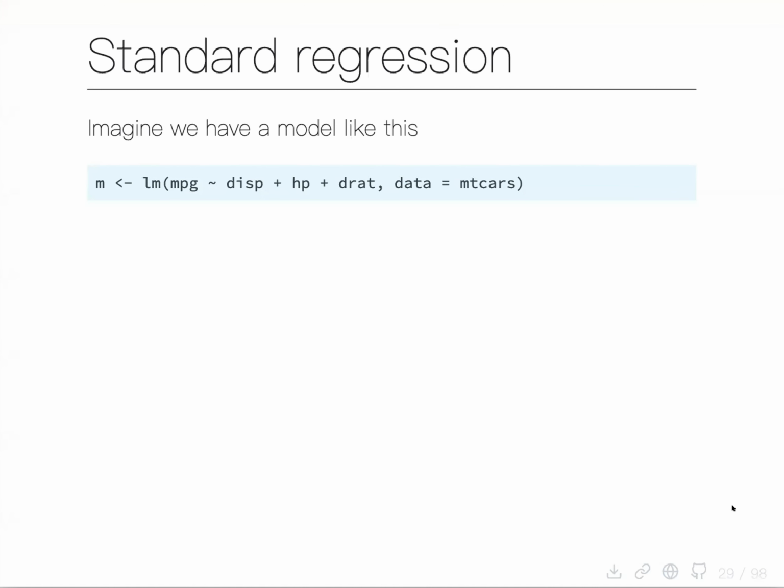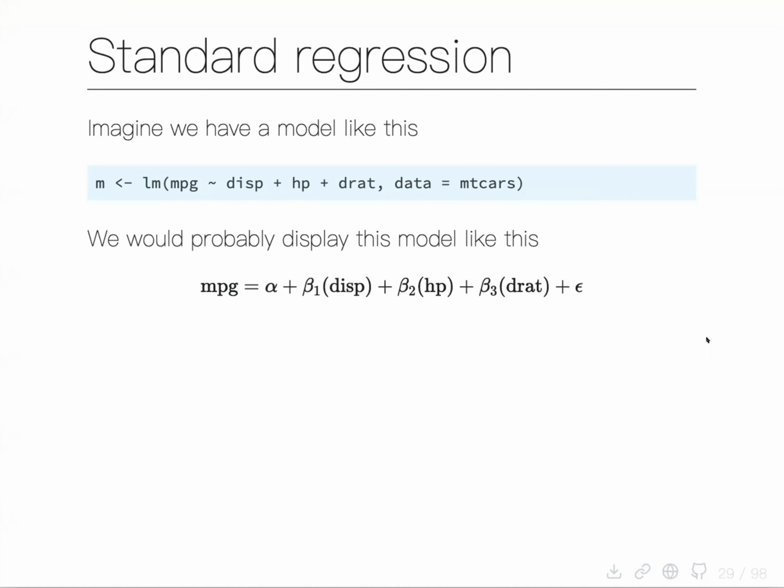All right. So again, going back to standard regression, which I like to think of as always our baseline. We can think of if we had a model like this, right? So this is the model that we're fitting, where miles per gallon is predicted by engine displacement plus horsepower plus drag ratio, right, from mtcars. We would probably display that model like this, or something close to this. We might use beta 0 instead of alpha, but whatever. It's basically like this, where MPG is predicted by these things.